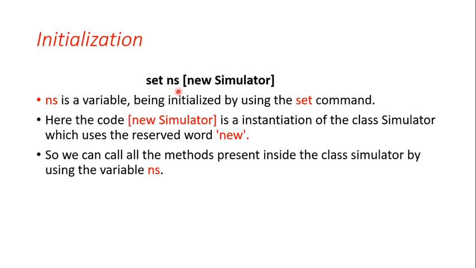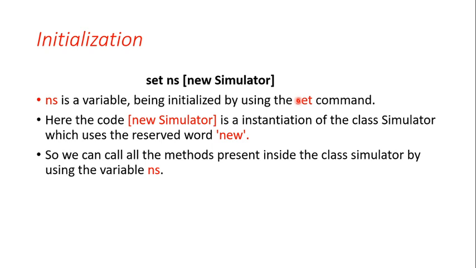So by using set ns new Simulator, remember set and new, you can call them commands, or reserved keywords. ns is the pointer variable and Simulator is the class which is available in NS2. You are initializing this simulator by using new, and that is pointed to by the ns pointer, and you are making this ns point to this class by using the set command. That is how you initialize the network simulator, set ns new Simulator.